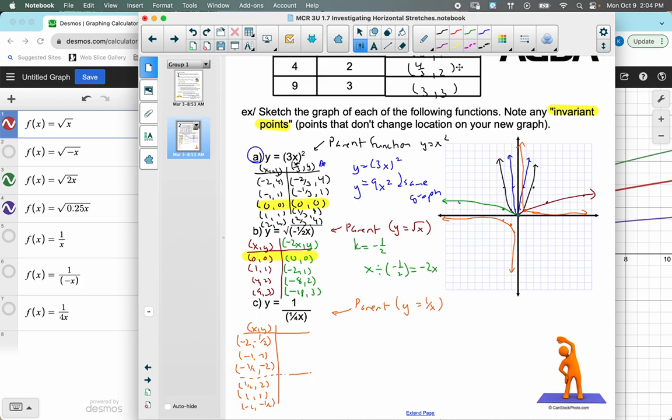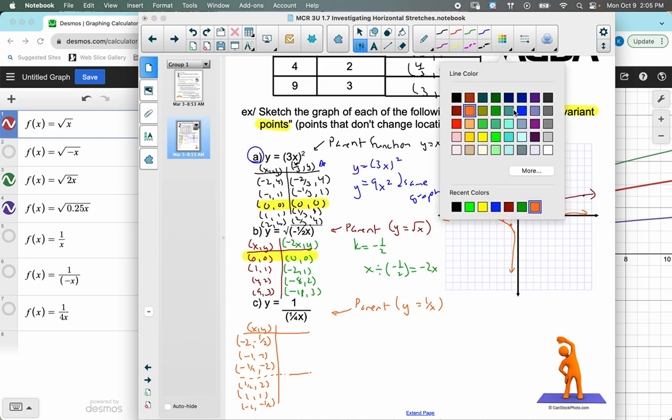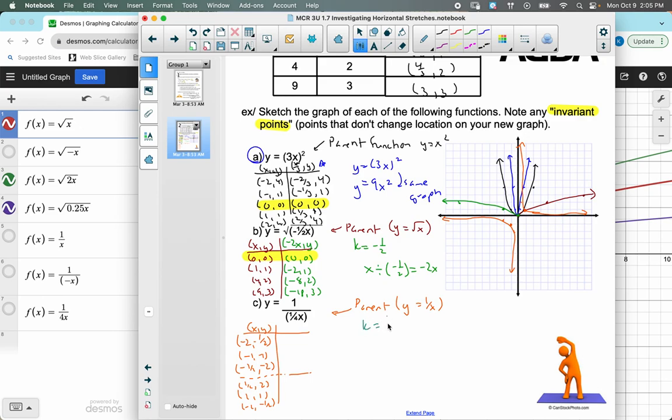And now we're looking, and you want to, again, identify your k value and follow appropriate steps here. So k is going to equal 1/4, but then x divided by 1/4 is the same as multiplying by 4. Okay, so my new points are going to be 4x and y. Oh, not y. How about if I use the number? So -8 and -1/2, -4 and -1, and then -2 and -2. Okay, so your y's are not changing, only your x's are, and you're just multiplying by 4.